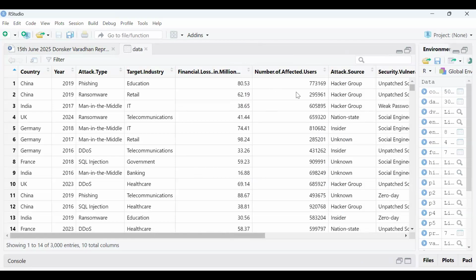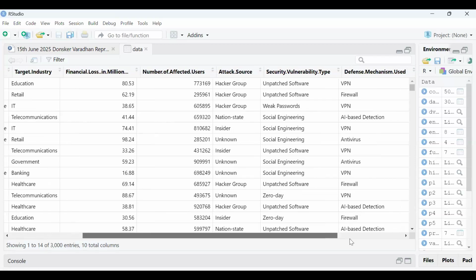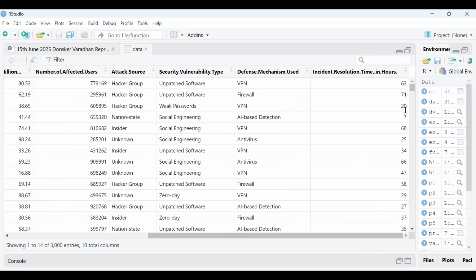We are seeing the number of users affected by the particular attack for the specific country, for the target industry. And then we also see the attack source, that is, if it is known, it is written here. And then we see the security vulnerability type also being shown here. And then we see what defense mechanism is being used. And then we also see how many hours it took for the incident to be resolved.